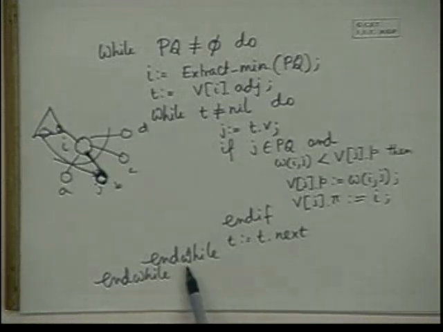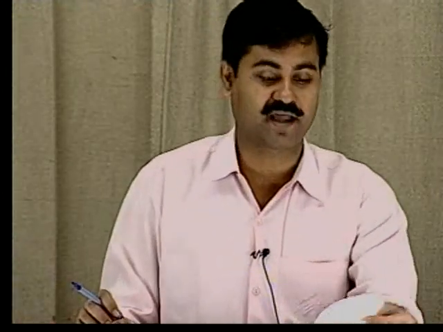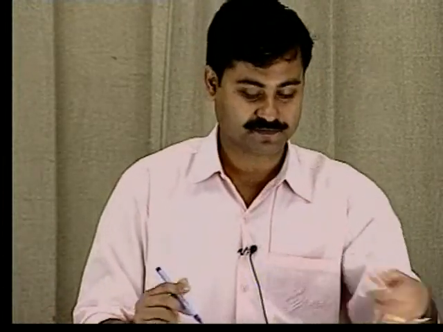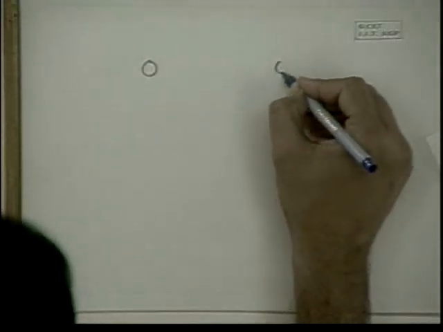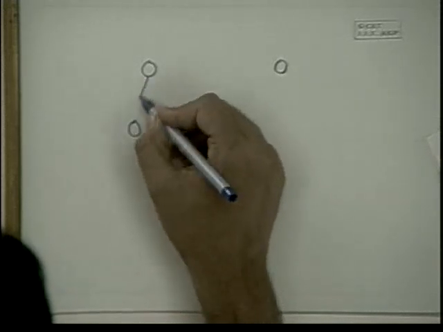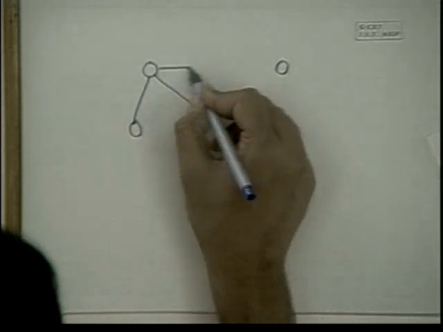Okay, so that's what it is doing, and here t is equal to t dot next. So this is the algorithm. So let me just take an example now to make clear exactly how the algorithm is working. So let me take a graph. We'll take a little bit complicated graph, not a very trivial graph, so that we know what is happening.